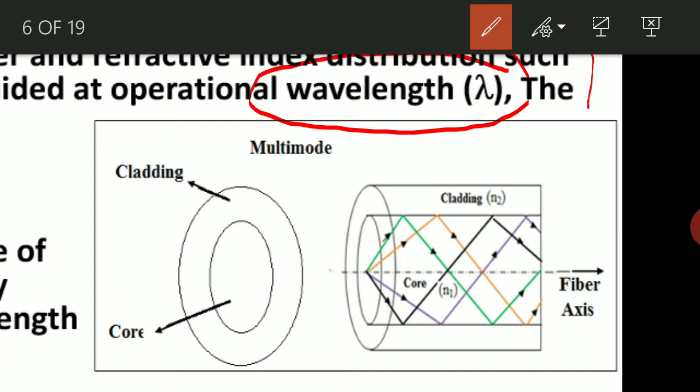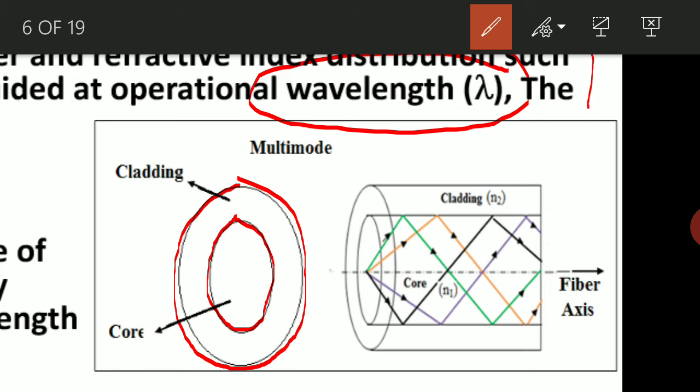In the multi-mode, the core of the fiber is larger compared to the above one, and similarly the cladding is also very large. And coming to the ray path, we observe different colors here.